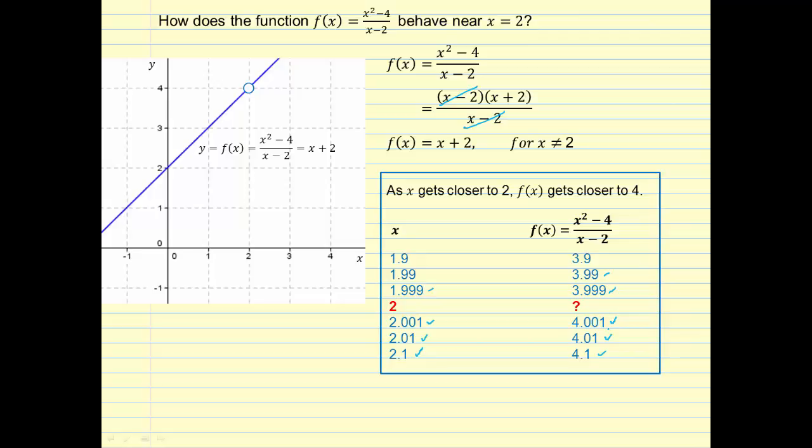So when it comes to trying to find the limit of this expression, we would write this as the limit as x approaches 2 of x squared minus 4 over x minus 2, which equals the limit as x approaches 2 of x plus 2, and that's 4. So as x approaches 2, this value here approaches 4. When it comes to evaluating limits in general, we write the limit as x approaches c of f of x equals L, provided the limit exists.